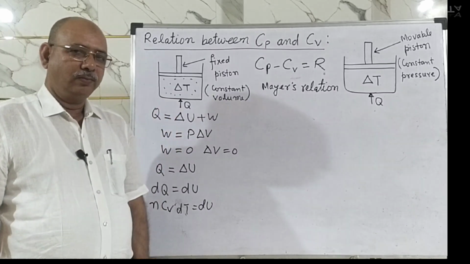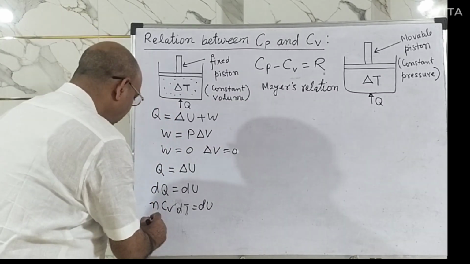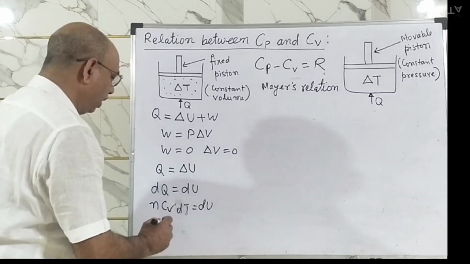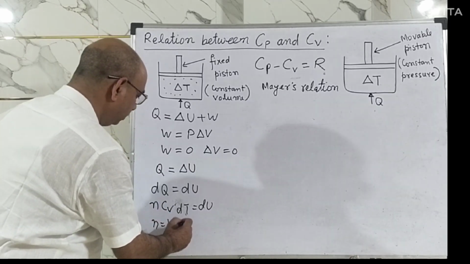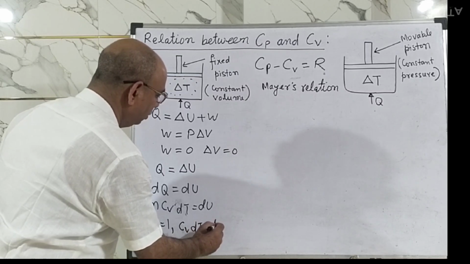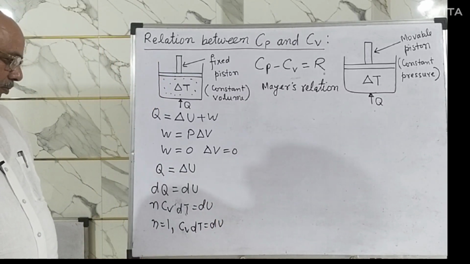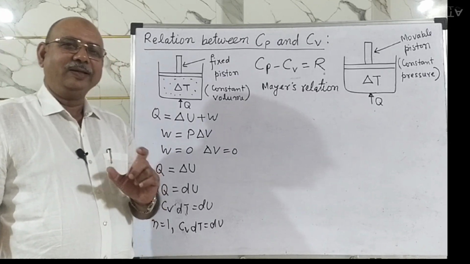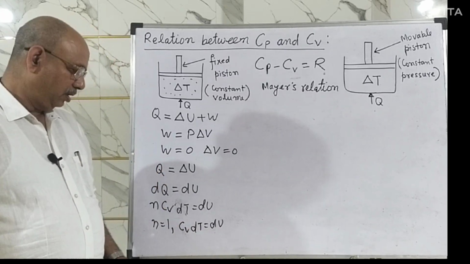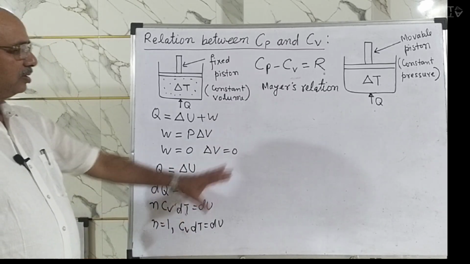Because here we have considered 1 mole, that means n is equal to 1. When n is equal to 1, we can write Cv dT is equal to dU. That means the incremental increase in internal energy is equal to Cv dT.